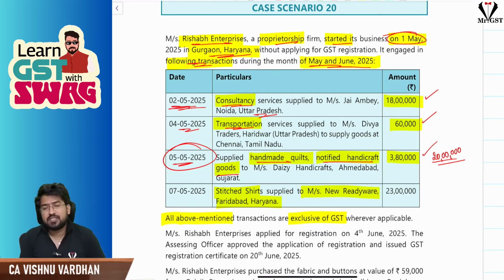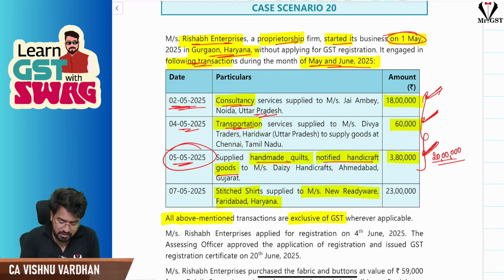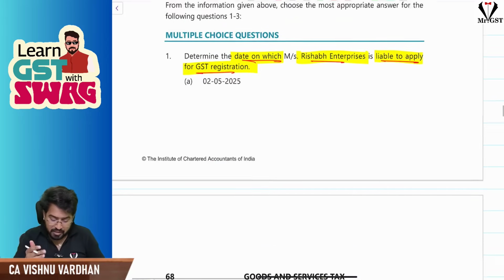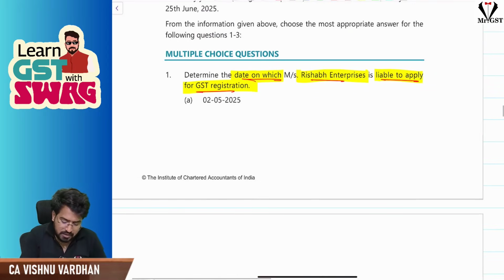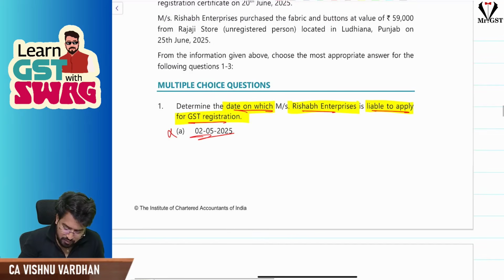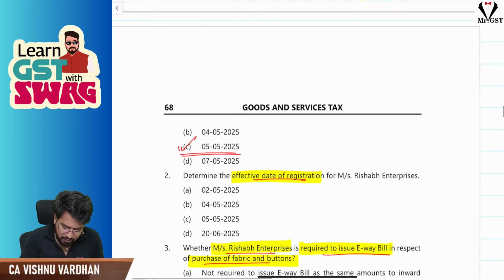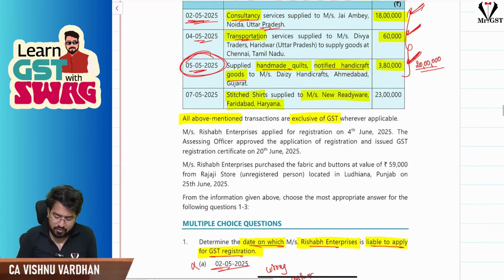See, the moment you started the business, interstate supply of services you can provide until the threshold limit. So you're providing services, and suddenly you're providing goods, which are notified handicraft goods, for which you can enjoy the 20 lakh limit. But here the 20 lakh limit has been breached. So you're liable for registration on 5th May 2025. But here the institute unfortunately gave the answer as 2nd May 2025, but the correct answer is 5/5. So this is a wrong answer. The correct answer is 5/5/2025.